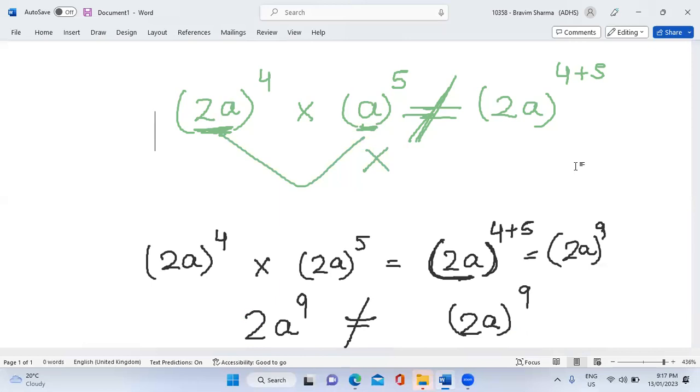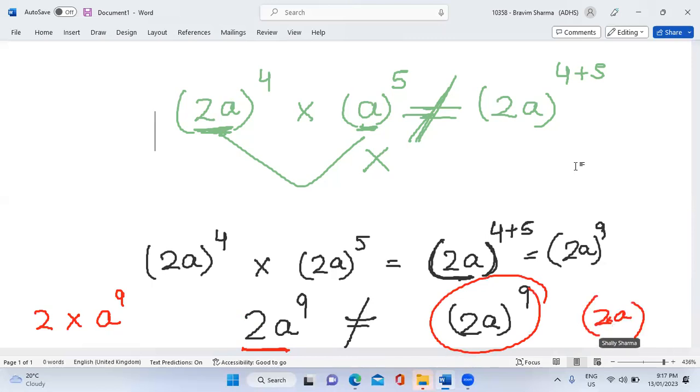Most of the students get confused here. 2a to the power of 9, its meaning is 2 is multiplied by only a to the power of 9. And this (2a) raised to the power 9 means first 2 is multiplied by a, and then we are taking its power 9. Let's say a is 2. We assume a is 2.